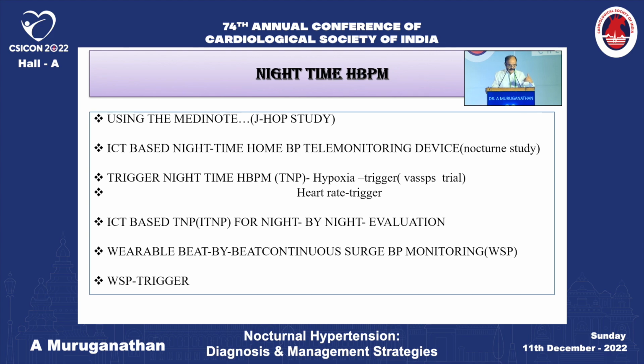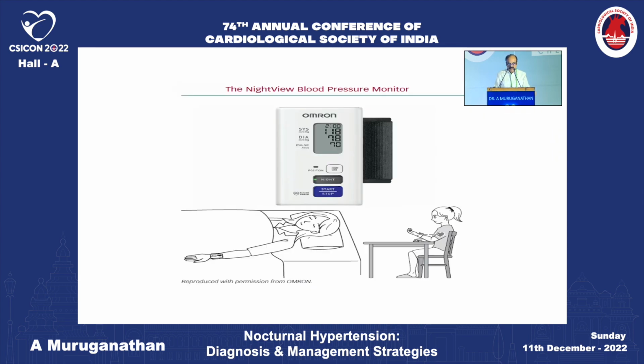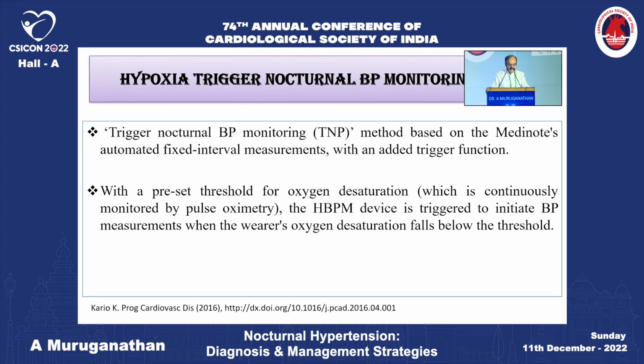Again, this WSP and the trigger nighttime combined technology has come. So there are so many technologies in the home BP monitor to detect nocturnal hypertension. This is the night view blood pressure monitor by Omron. And the hypoxia trigger nocturnal BP monitor, I have told you, has a preset threshold for oxygen desaturation, which is continuously monitored by a pulse oximeter. The HBPM device is triggered to initiate BP measurements when the wearer's oxygen desaturation falls below the threshold. So this is the principle of the trigger BP monitor.